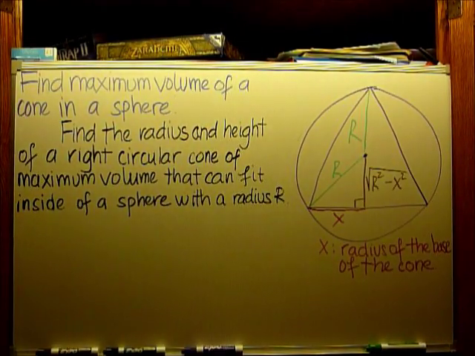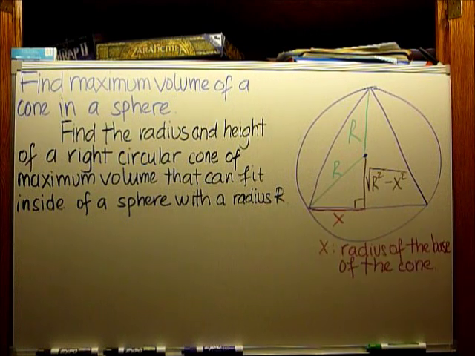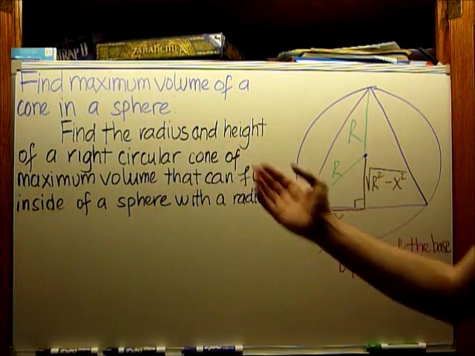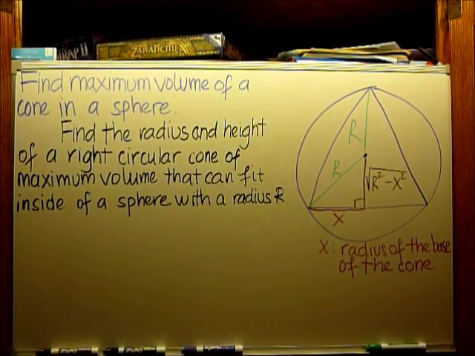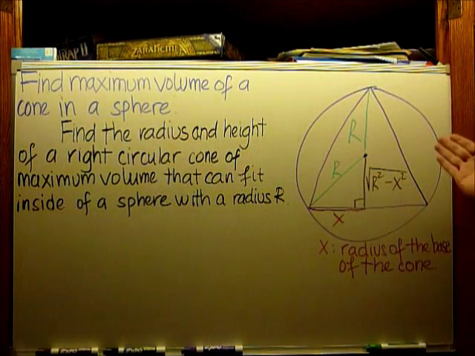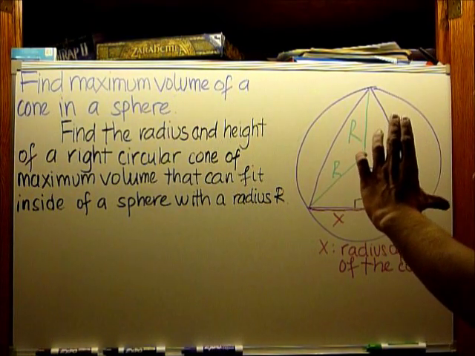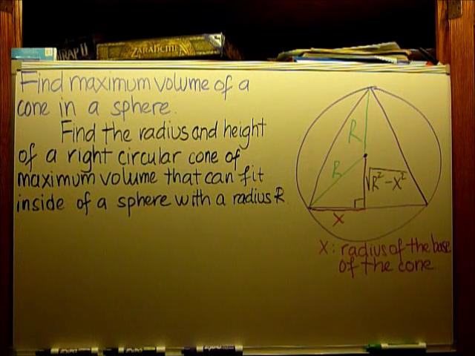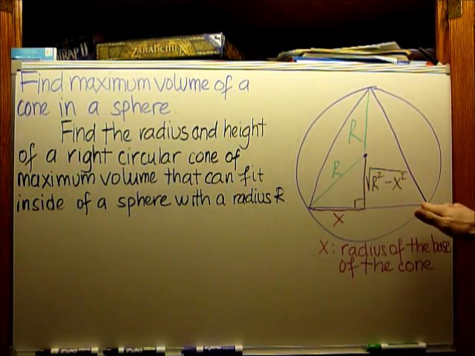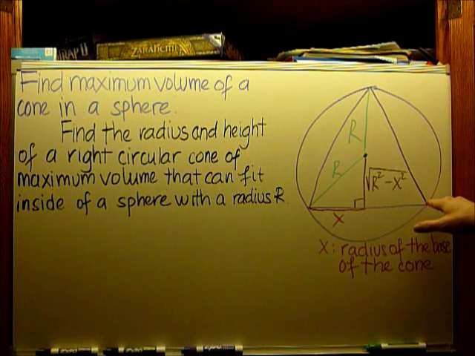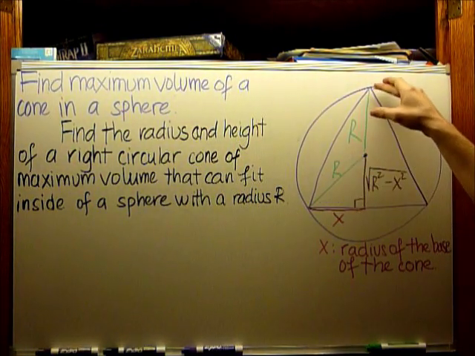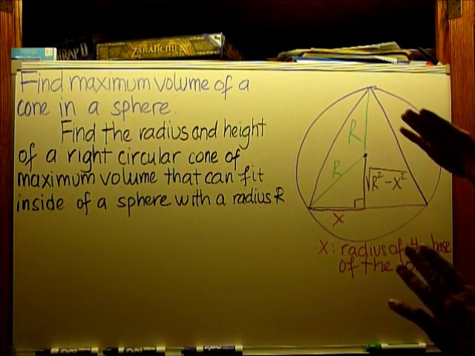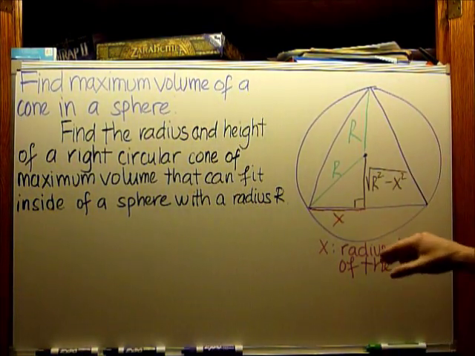Okay, in our problem, we are going to find the maximum volume of a cone inside of a sphere. The problem reads, find the radius and height of a right circular cone of maximum volume that can fit inside a sphere with a radius of r. So we have our diagram. This is looking at the sphere from the side, where we have the base of the cone and the sides of the base touching the sphere, and the top of the cone touching the sphere as well. So it's got its maximum height in there.